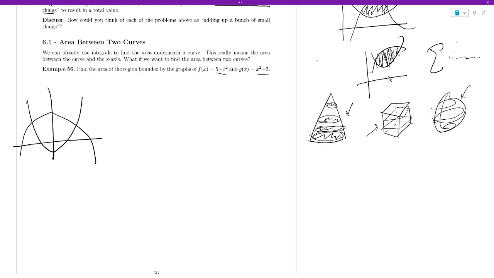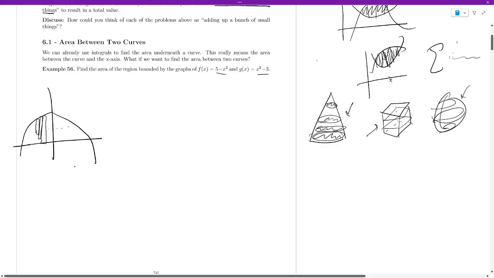We want the total area, right? Just like when we did the area under a curve, we can imagine chopping up this area between the two curves into a bunch of rectangles. So something like that, right? More and more rectangles. And if I focus on one of these rectangles, I can think about the dimensions of that rectangle.